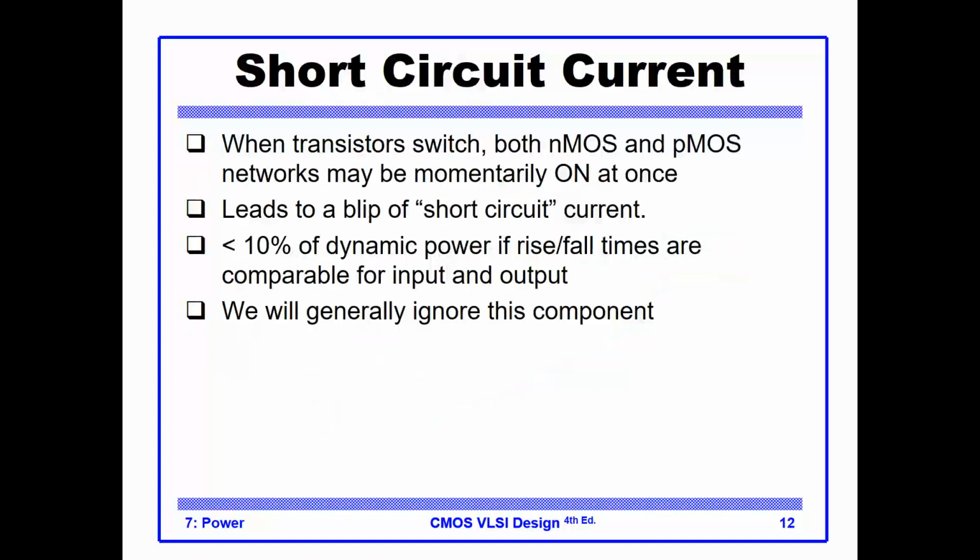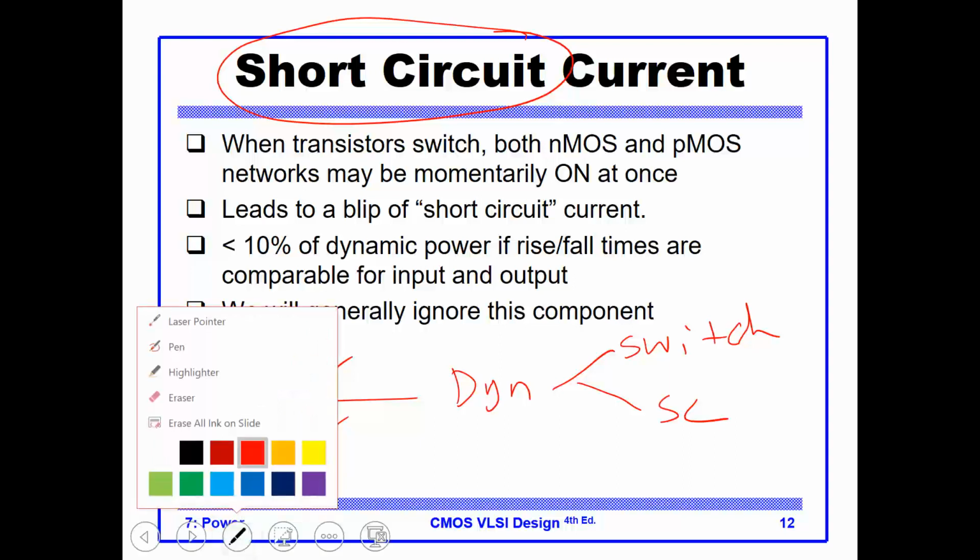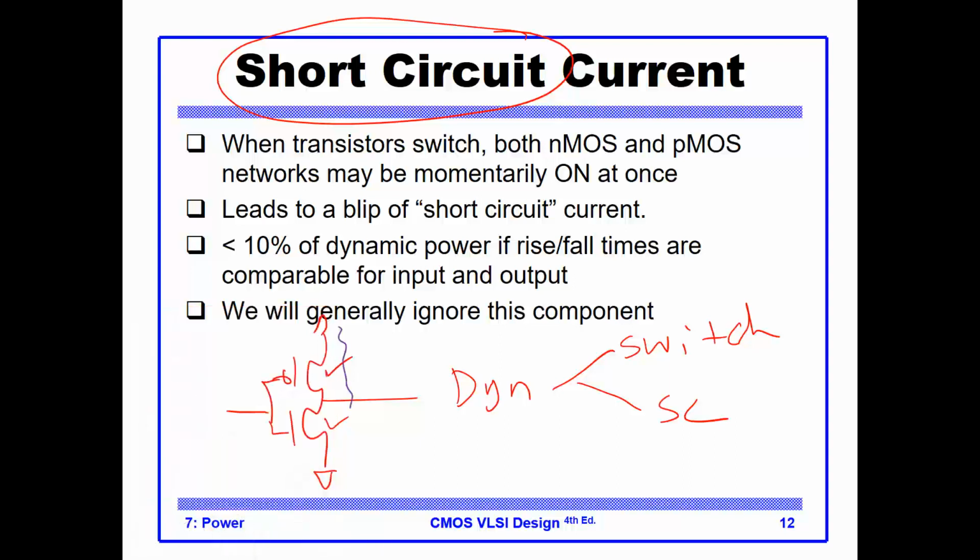Okay, so we said dynamic power can be switching or short circuit. And now let's talk about short circuit. Short circuit is when the PMOS and the NMOS, for a very short time, both of them are on, which causes a current to flow from the power supply to ground for a very short time.